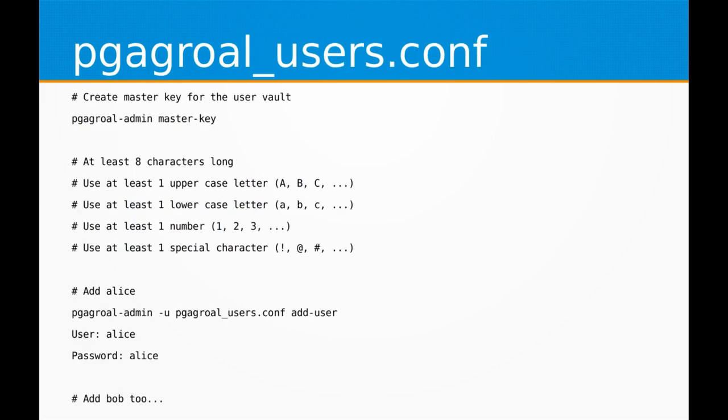Now we need to generate the pgagroal_users.conf file. First, we need to set the master key using the pgagroal admin tool. The master key must be 8 characters long, use at least one uppercase letter, at least one lowercase letter, at least one number and at least one special character. Once the master key is set, we can add Alice and Bob with their passwords.